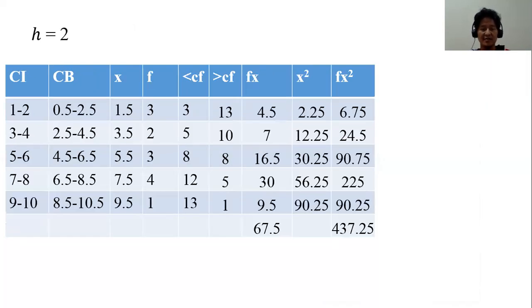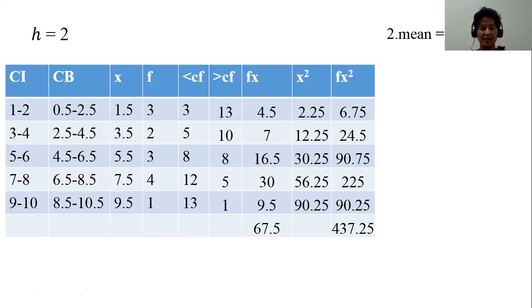Okay, so the next thing we have to do now is let's try to find the mean. To find the mean, we already have this. The mean will just be the summation of fx, 67.5, divided by your sample size n. We have your 13. So that's why you have 67.5 divided by 13. That's why we have 5.19.